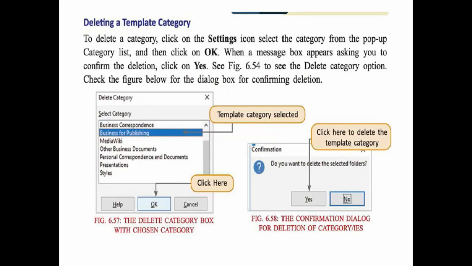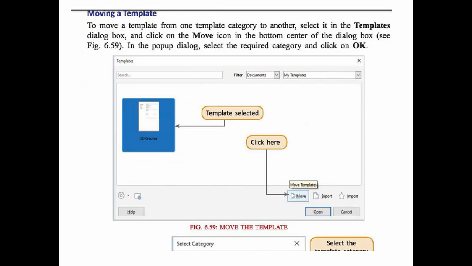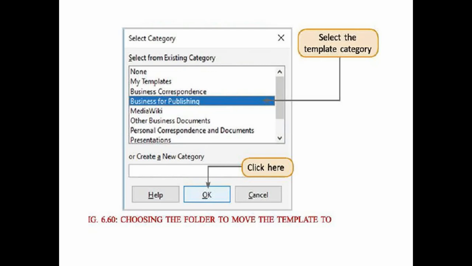You can also delete a template category. Similarly, click on the Delete button, select your category and then press OK. You can also move a template from one template category to another. For this, in the template dialog box, select the template which you want to move. Then click on the Move icon, which appears at the bottom center of the dialog box. Then in the pop-up dialog box, select the required category and click OK. With this, your template will be moved to the selected category.